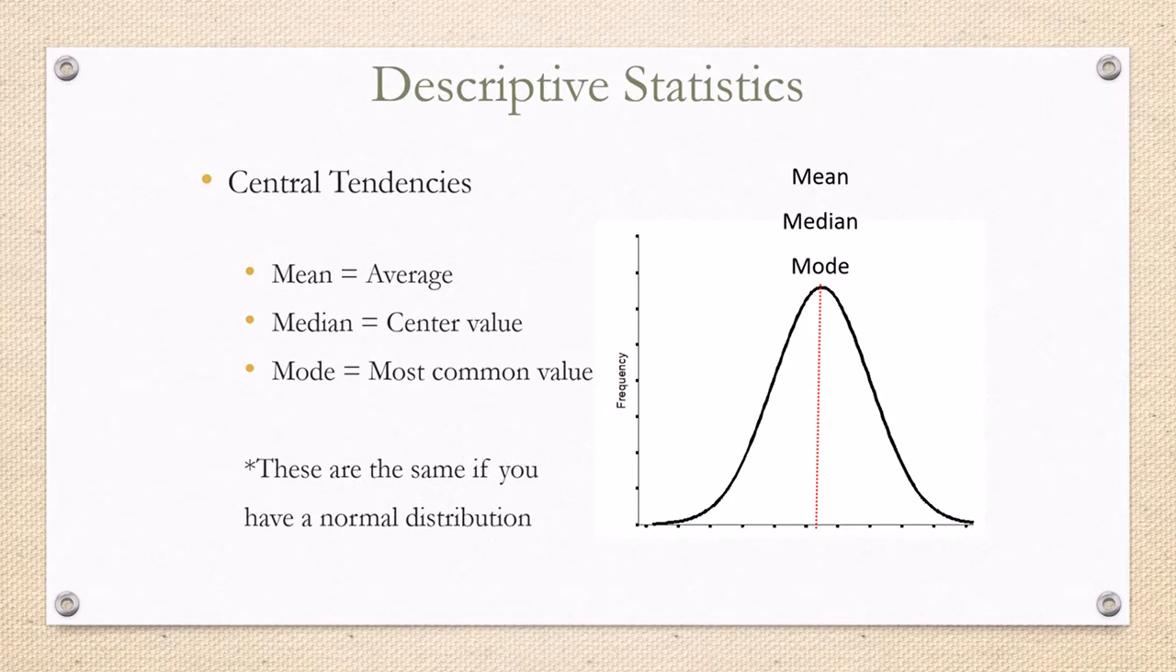So let's look at central tendencies. The mean is the average. The median is the central value, or the 50th percentile. The mode is the most common value. In a normal distribution, like that displayed here, all of these are the same.